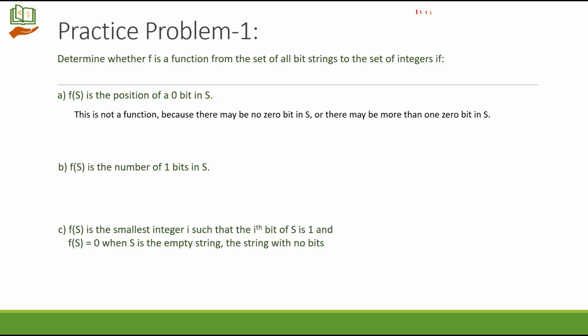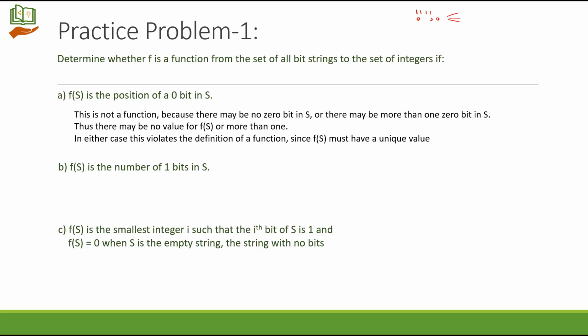At the same time, when you have more than one 0, which position will you map? You have to map multiple positions here. When you have multiple mappings, that will definitely not be called a function. Thus, there may be no value or more than one. In either case, this violates the definition of a function since f of s must have a unique value.